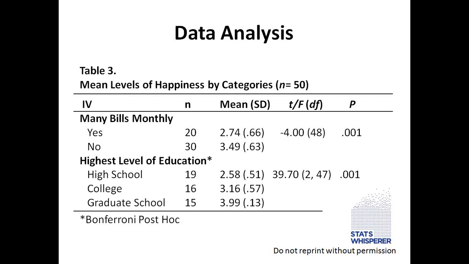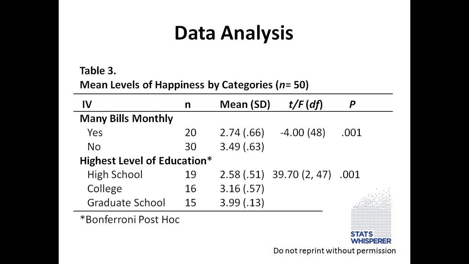Then you want to report the statistic for the test. And it's either a t or an F because we have both the t-test and an ANOVA presented, and the p-value. So the first one, Many Bills Monthly. In the first line, yes, we see there's 20 people, N of 20, and their mean was 2.74. You have the standard deviation, the value of t, degrees of freedom, and probability. And on down the line.